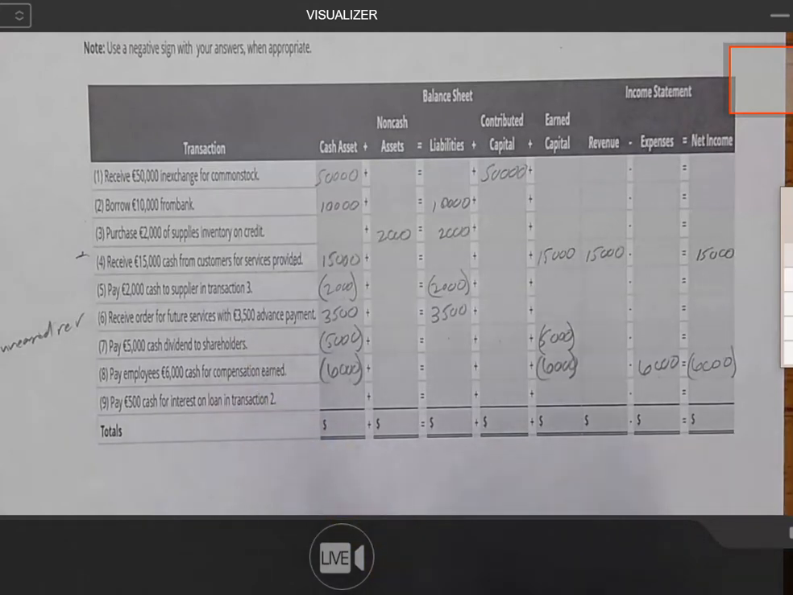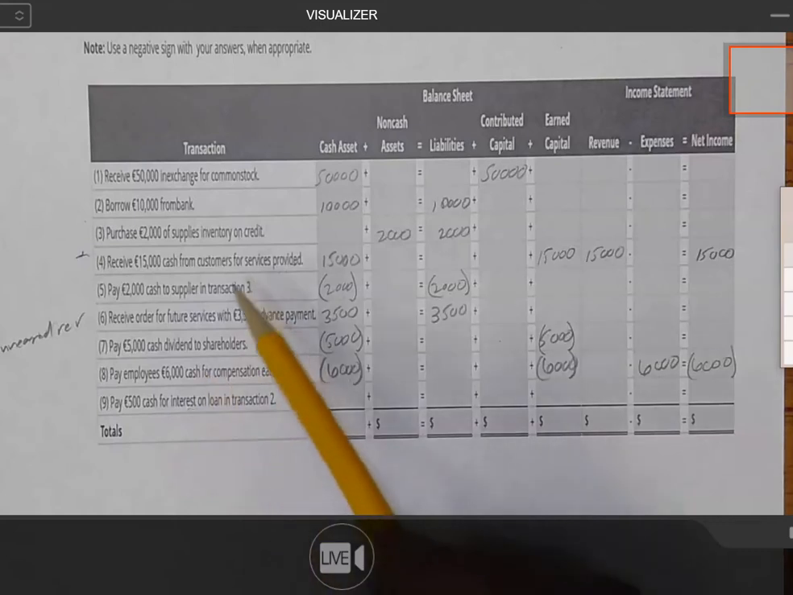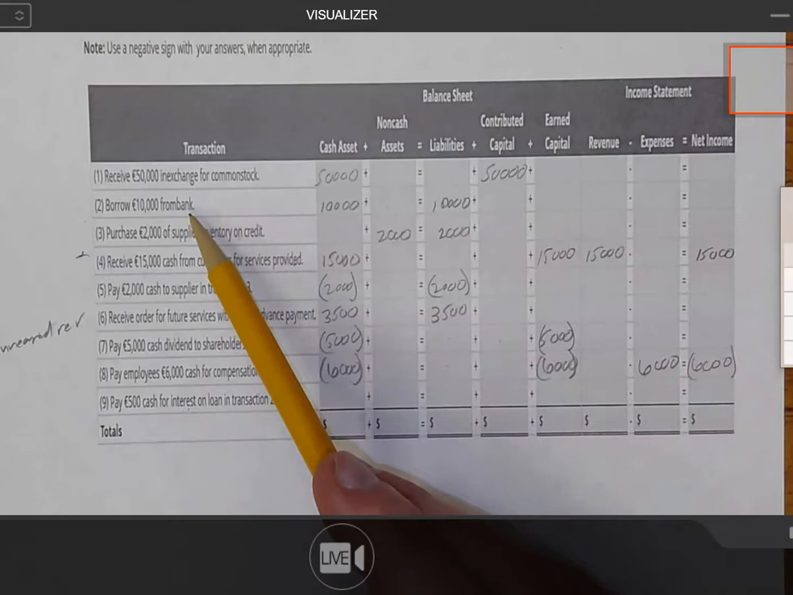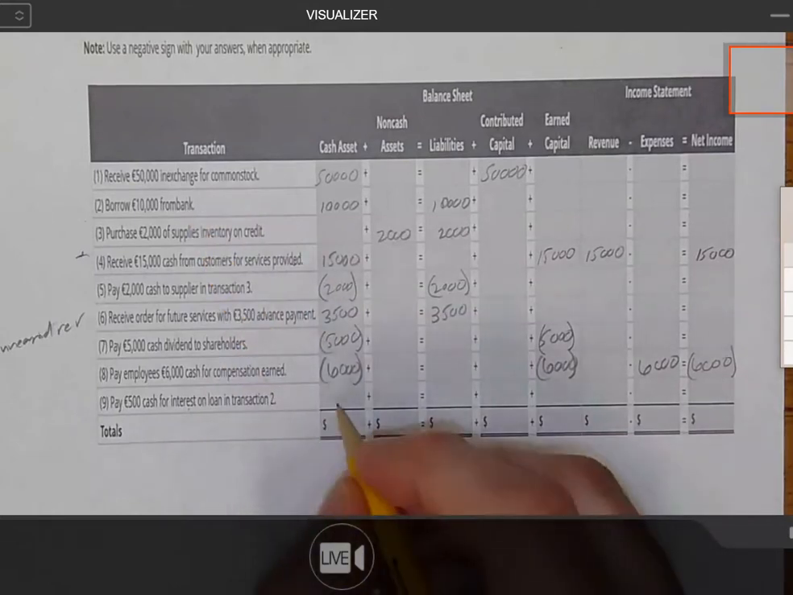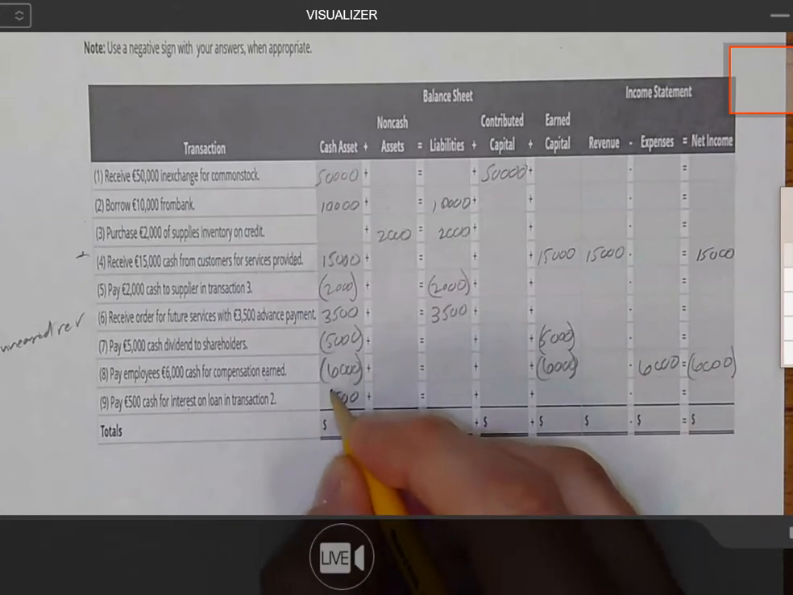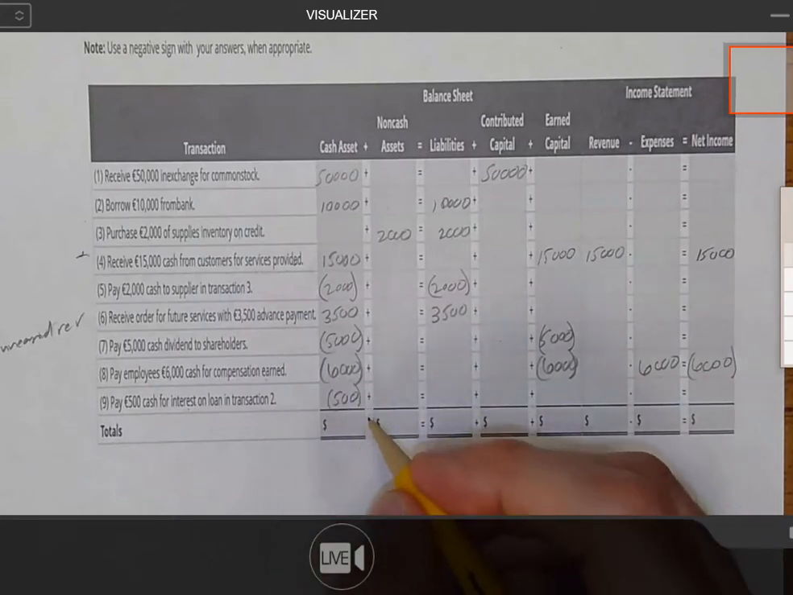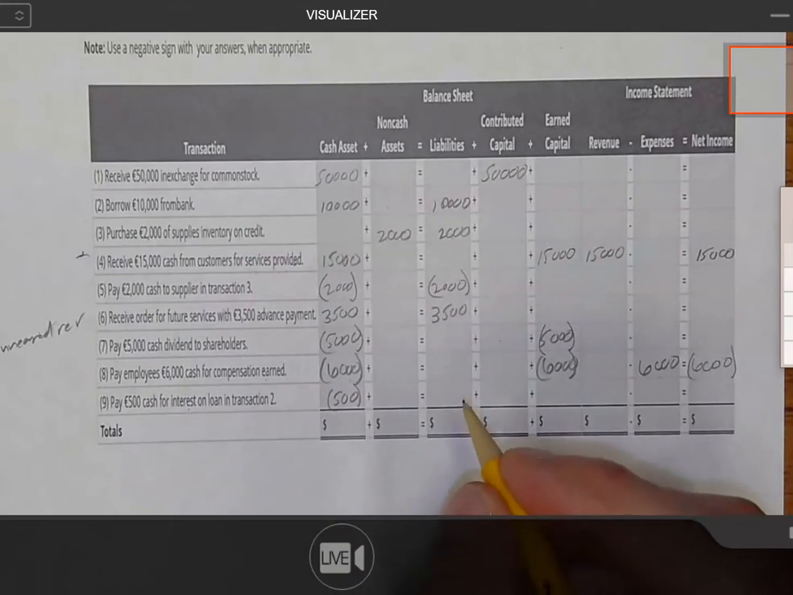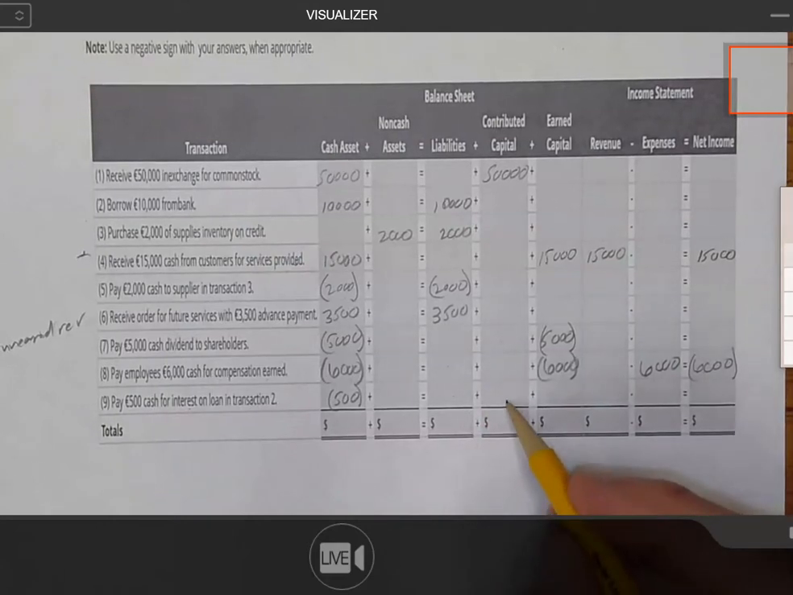Okay, so we did not set up any kind of, we have a liability, but it just says that we've paid cash for interest on this transaction up here where we borrowed the $10,000 from the bank. So what we're going to do is we're going to say, okay, I paid $500, so the cash asset definitely goes down. We're not going to touch liabilities because there's no evidence that we have paid any of the principal amount on that note. Let's see here. No contributed capital.